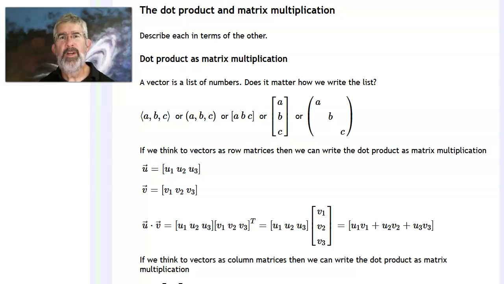In this video, I want to take a look at the dot product and matrix multiplication and see how each can be written in terms of the other. So let's start with the dot product as matrix multiplication.